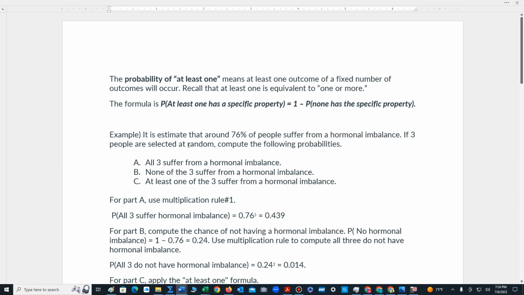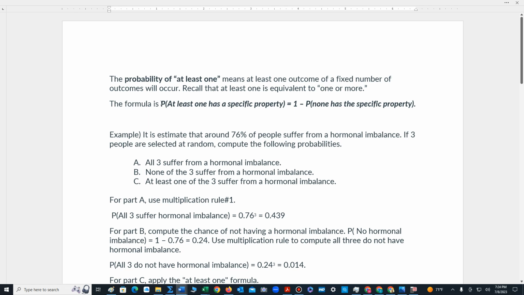When computing the probability of at least one, this means at least one outcome of a fixed number of outcomes will occur. Recall that at least one is equivalent to one or more. And there's a probability formula we want to employ whenever we encounter this type of question.